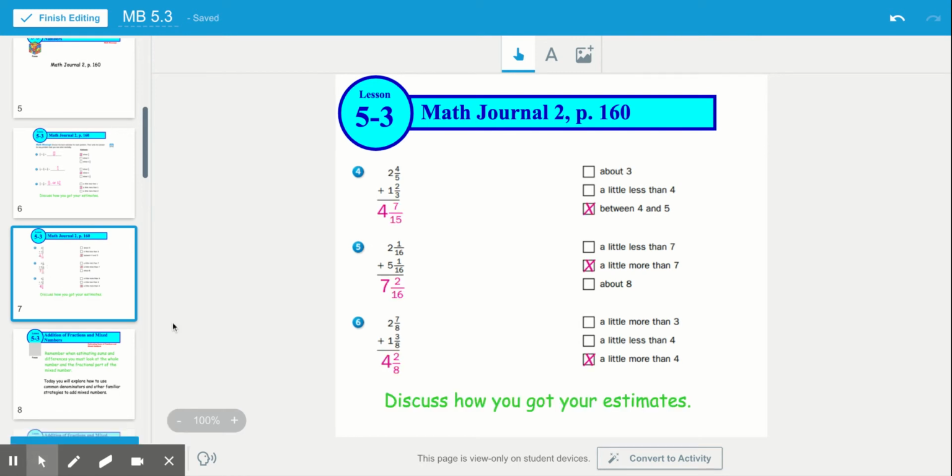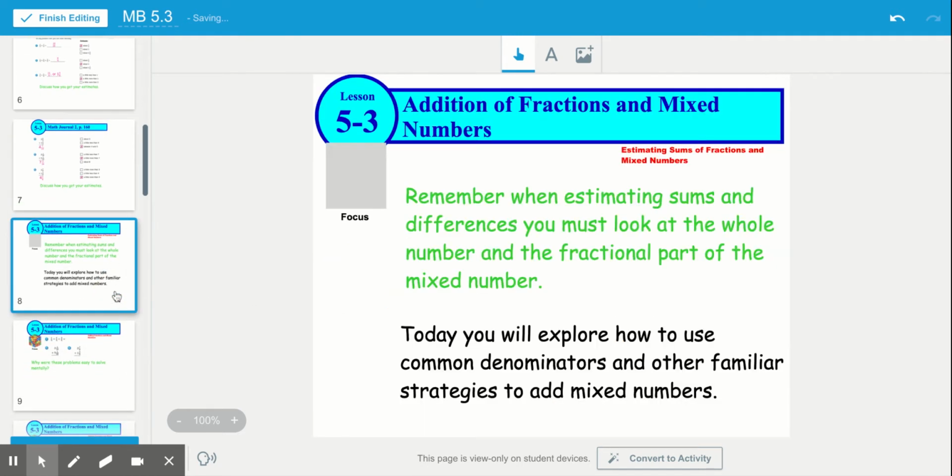Okay, by now you should have solved 4 through 6. You can see that number 4's estimate should be somewhere between 4 and 5, with an exact answer of 4 7/15. Number 5 should be a little bit more than 7, with an exact answer of 7 2/16, or you could say 7 1/8. And number 6 was a little more than 4 for an estimate, and you get 4 2/8, or 4 1/4. If you were able to reduce the fractions in the mixed numbers for 5 and 6, give yourself a pat on the back. Nice job.